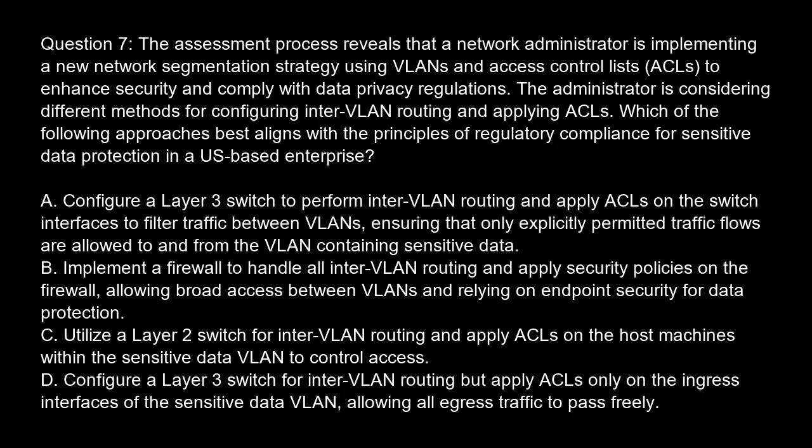Option C. Utilize a Layer 2 switch for inter-VLAN routing and apply ACLs on the host machines within the sensitive data VLAN to control access. Option D. Configure a Layer 3 switch for inter-VLAN routing, but apply ACLs only on the ingress interfaces of the sensitive data VLAN, allowing all egress traffic to pass freely.